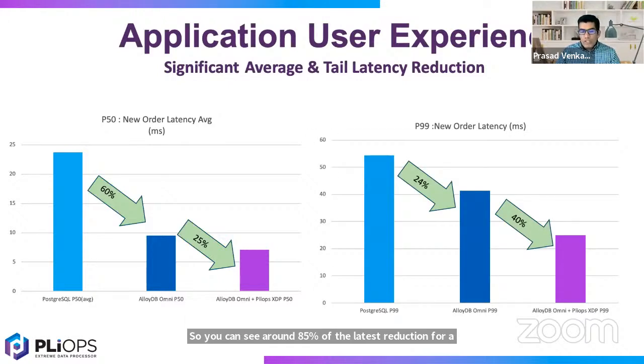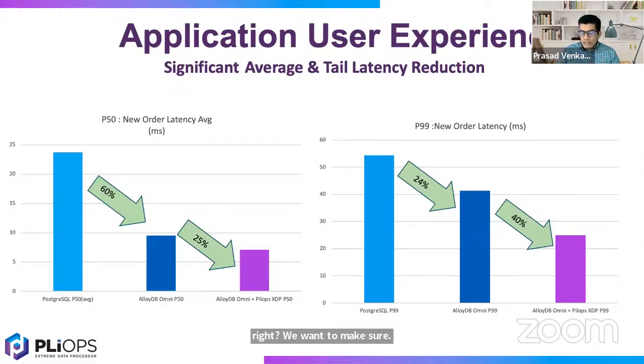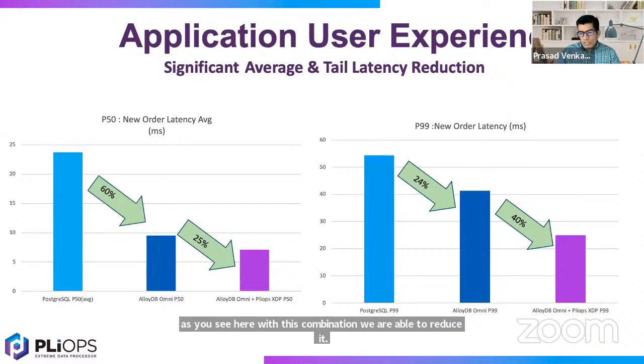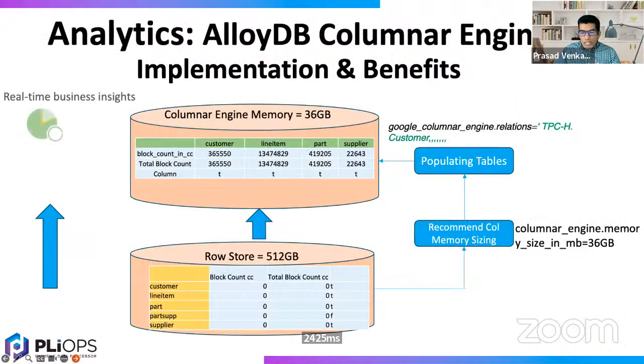Our goal is to make sure it's not just 50% of the users. We want to make sure that out of 100 users, 99 users get a consistent low latency. Even in that scenario, comparing to PostgreSQL, as you see here, with this combination we are able to reduce latency by 64%, going from somewhere around 55 milliseconds down to 25 milliseconds. So that's one aspect.